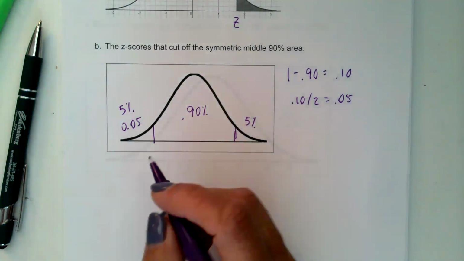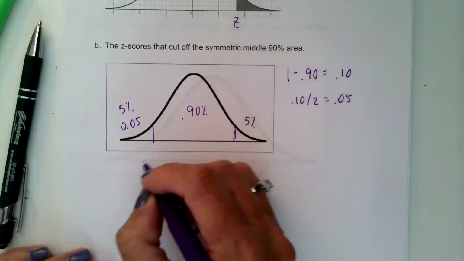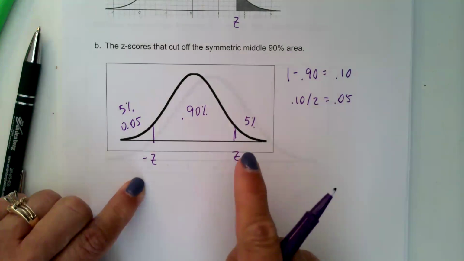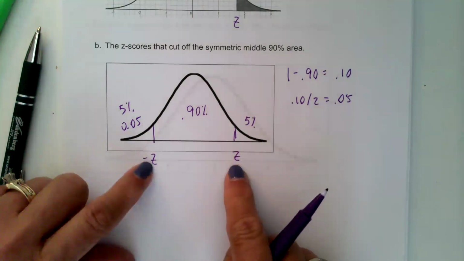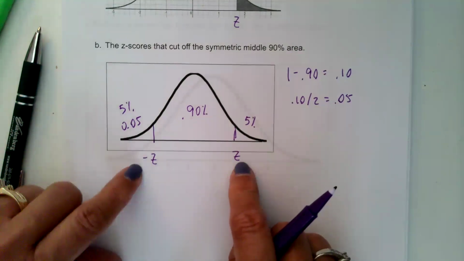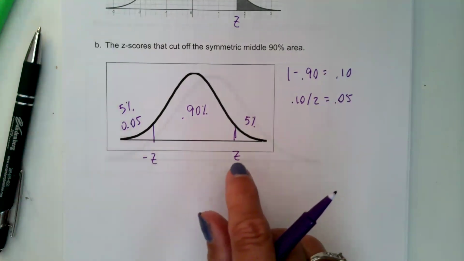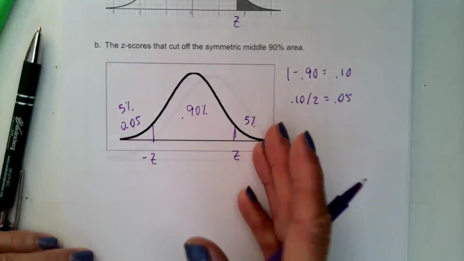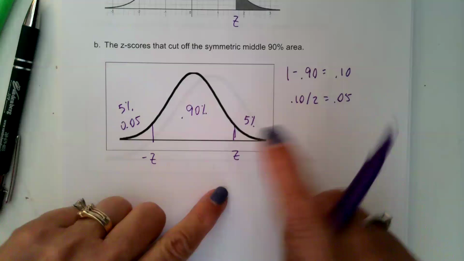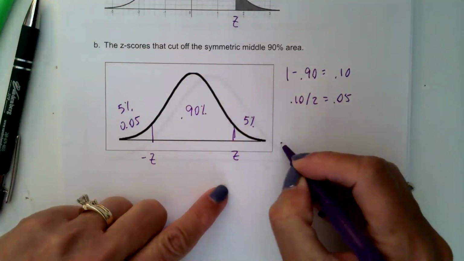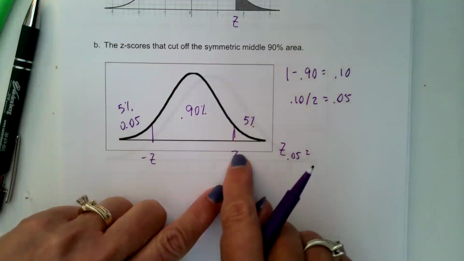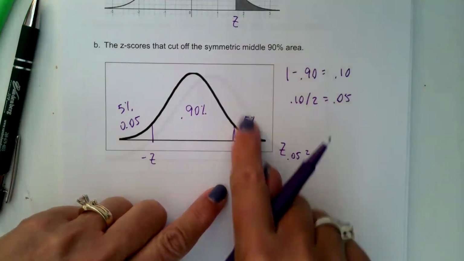Now, because it's symmetric and we're talking about z-scores, if I'm 1 to the right, that means I'm a negative 1 to the left. If I'm 1.7 to the right, I'm a negative 1.7 to the left because they're symmetric. So I really only have to find one of them. So I can find one of them by saying z of 0.05, because that will give me this one right here, right? Alex will give me area to the right.